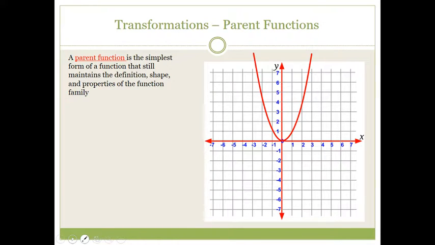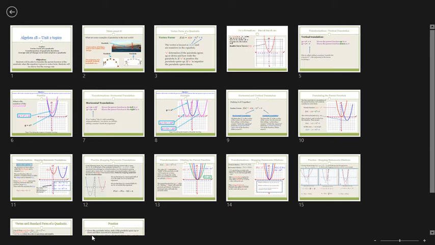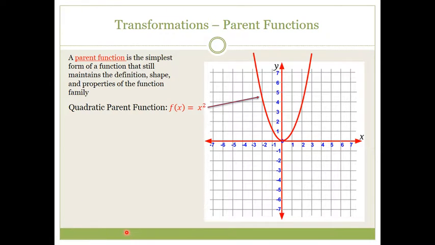A parent function is the simplest form of a function that still maintains the definition, shape, and properties of the family function. So in the case of our quadratic, the quadratic parent function is f of x equals x squared, and there you can see what the graph looks like. All right, so we can take this parent function and transform it to get any other parabola we want.